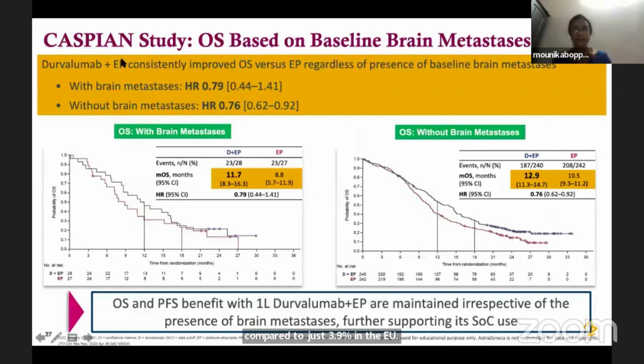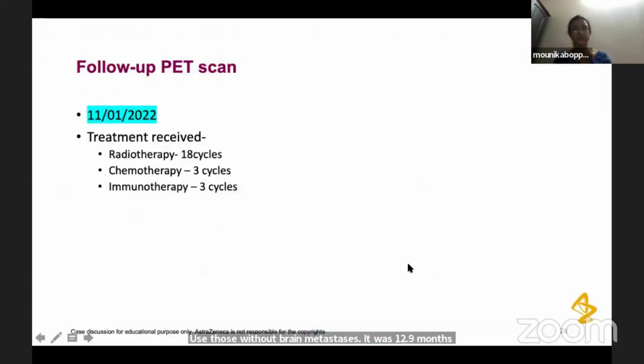The overall survival based on baseline brain metastasis, if you see, durvalumab and EP consistently improved OS as compared to EP, regardless of the presence of baseline brain metastasis. So with brain metastasis and without brain metastasis, it's giving similar hazard ratios. The median overall survival was 11.7 months versus 8.8 months in favor of durvalumab. The OS and PFS benefit with first-line durvalumab and EP are maintained irrespective of the presence of brain metastasis, further supporting its standard of care use. Those without brain metastasis, it was 12.9 months versus 10.5 months. So both the subgroups benefited.